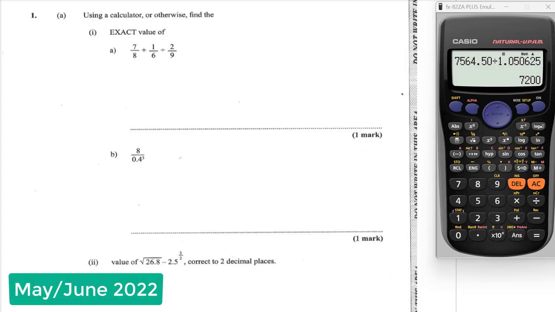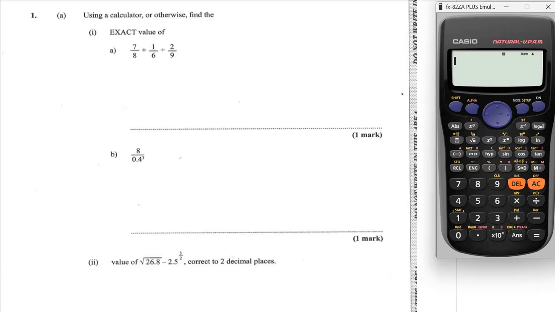Again, these are fractions questions, so let's clear my calculator. Now, using a calculator, otherwise, find the exact value of 7 over 8 plus 1 over 6 divided by 2 over 9. The question is worth 1 mark. So, all the examiner is looking for here is just the answer. However, they want the exact value.